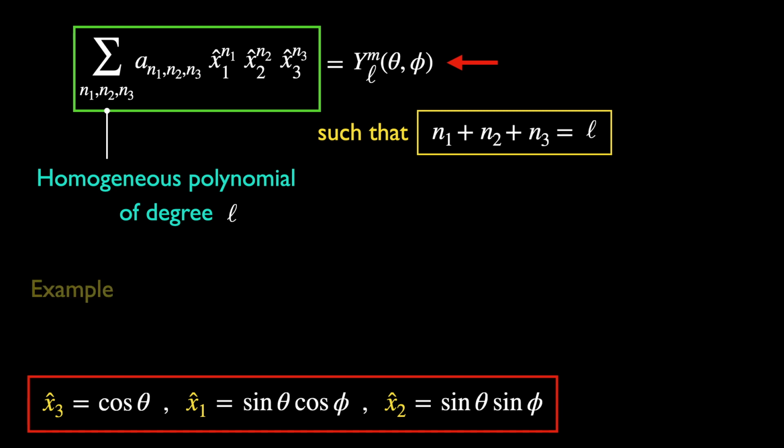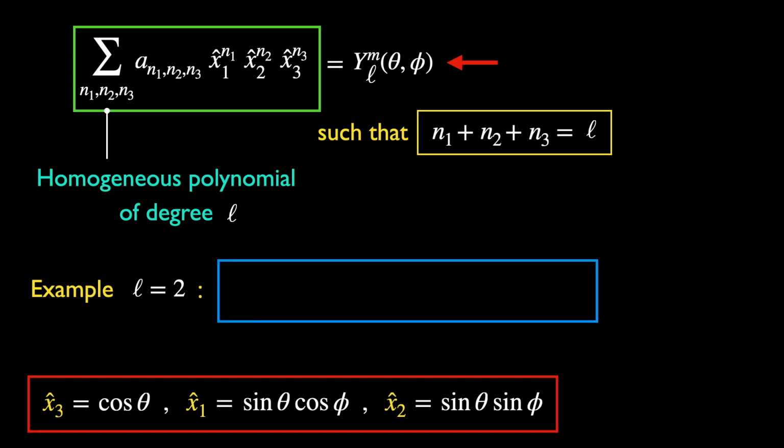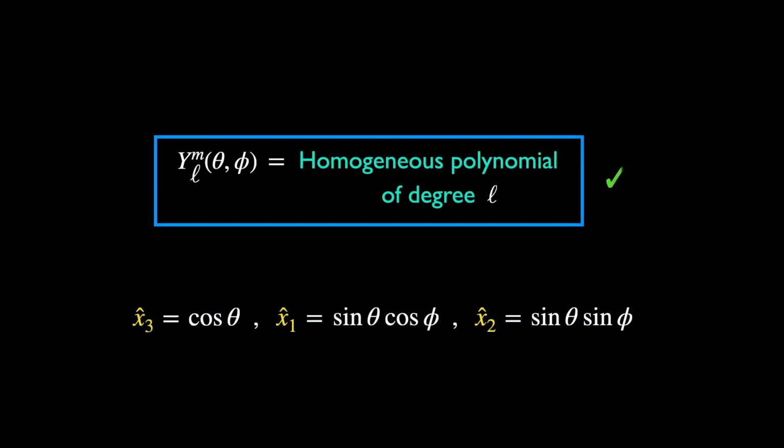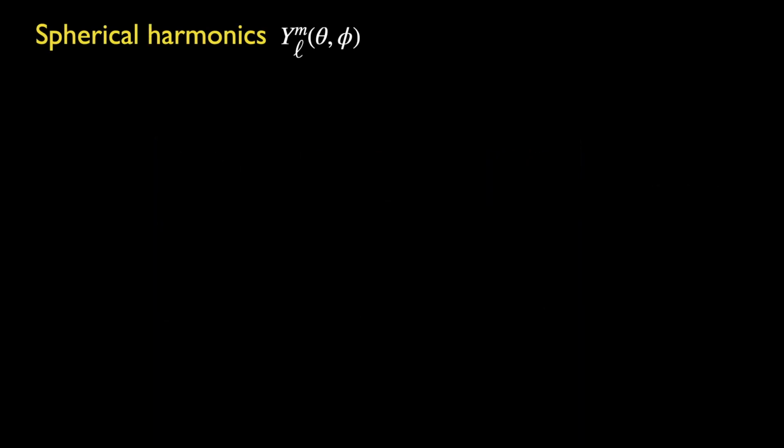For an example of the terms that could be in a homogeneous polynomial, take the case where L equals 2, and the allowable terms will be the following. These are just all the possible combinations with positive powers that sum to L. We have mentioned earlier that for a fixed L, the values of m are constrained for the spherical harmonics Y_lm. Let's now derive a relation between these two eigenvalues.